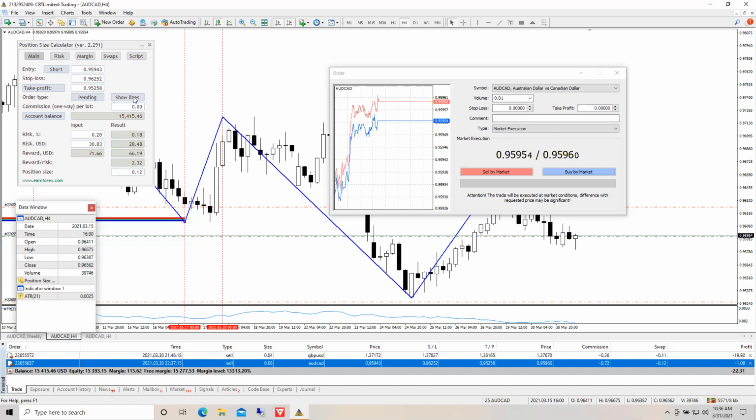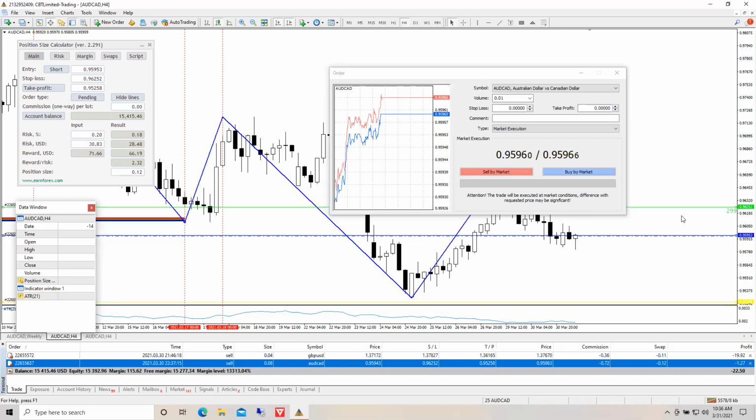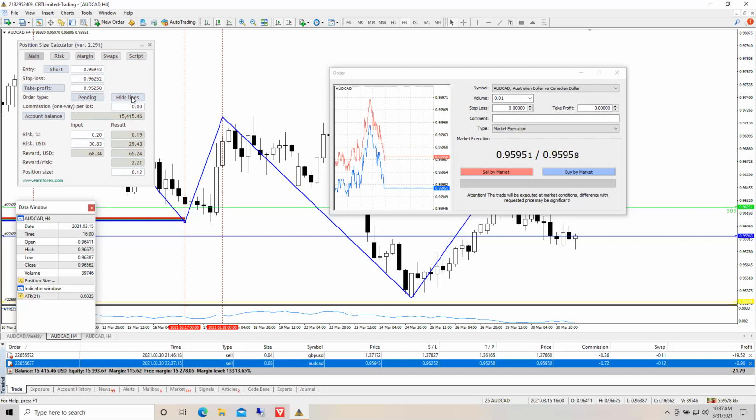So you can look to see as well whether your order lines are in approximately the correct place. So if I wanted to copy this trade that we've got going at the moment exactly, I'd probably just need to change my entry level, 95953, when it should be 95943. So it's just one pip out. But bearing in mind that it will also know in terms of what the broker will allow and not allow.